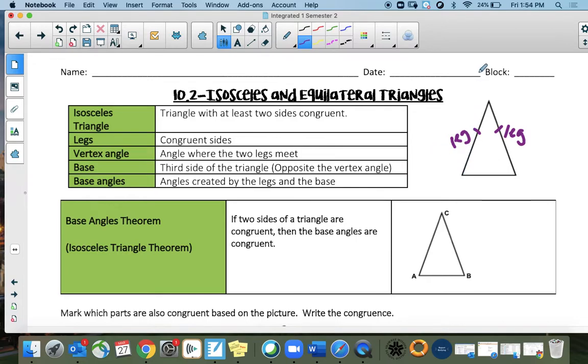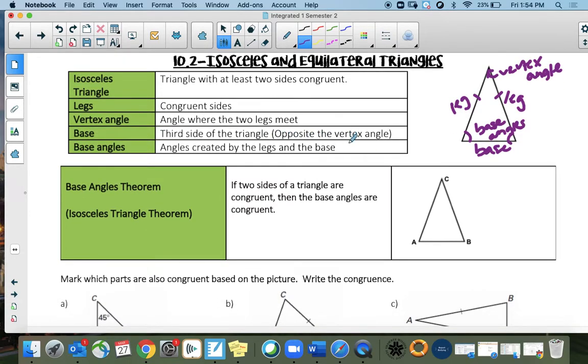Okay, and then we have our legs, and then this is called your vertex angle. So right there is your vertex angle. Then we have our base. So this entire side is your base, whereas your base angles are here and here. So this and this, these are your base angles. Okay? So that's just some vocabulary. And then notice your base is always opposite your vertex angle.